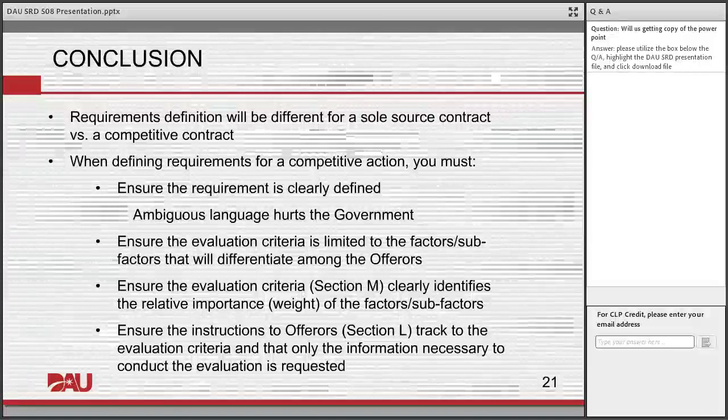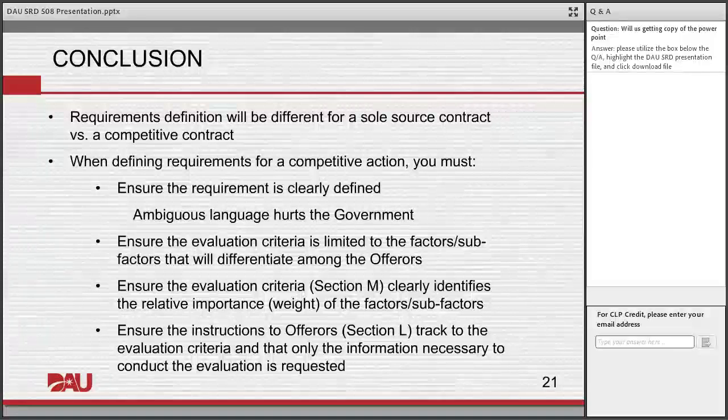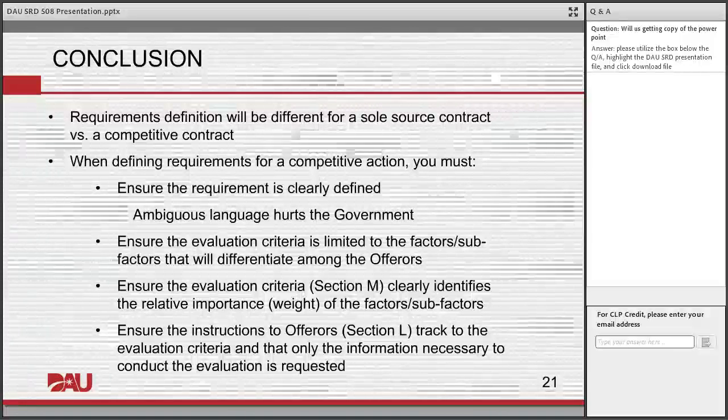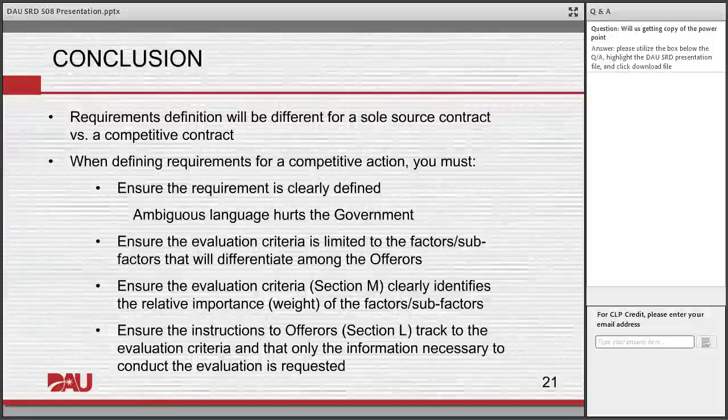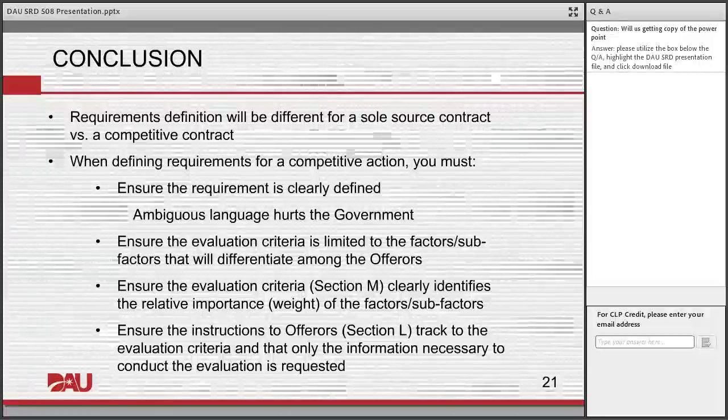Be careful with that. Ambiguous language hurts the government because we're the drafter of the performance work statement or the SOO or the SOW. So ambiguous language hurts. Be as specific as we can. You want to ensure that you limit the evaluation criteria, factors and subfactors, to the absolute minimum that will allow you to differentiate among the offers. Because the more factors and subfactors you have, the less important each one becomes in the overall source selection decision. So stick to only those that are the true discriminators that are going to allow the best offeror to rise to the top.